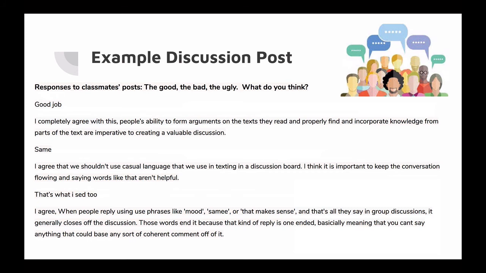Now, I think when you're looking through these, you can tell which responses are callously given. Good job, same, that's what I said too. And which illuminate some depth. I like this last one. Let's take a look at it.